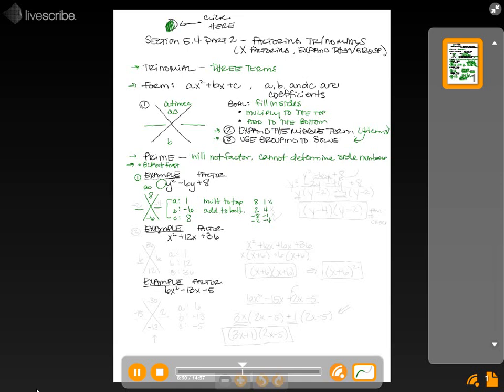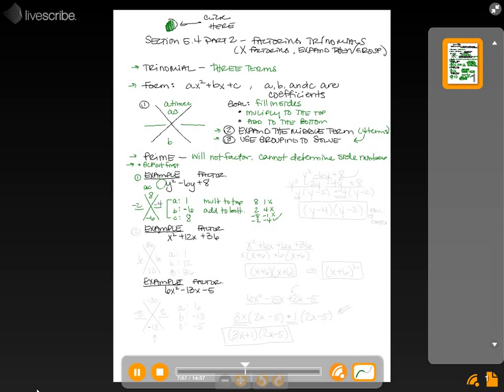Well, the first set doesn't. Second set adds to positive 6. We want negative 6, so that doesn't work. Third set adds to negative 9. And the last set adds to negative 6, so that's what we want. Those are our 2 side numbers, negative 2 and negative 4.